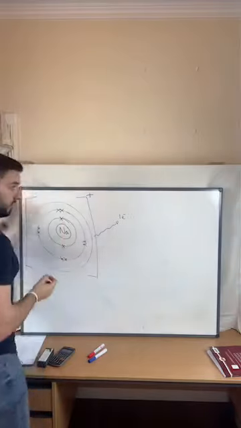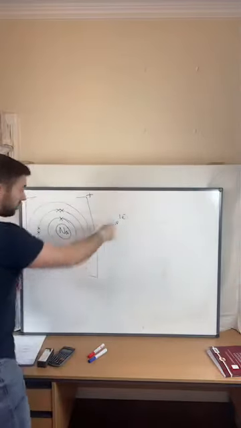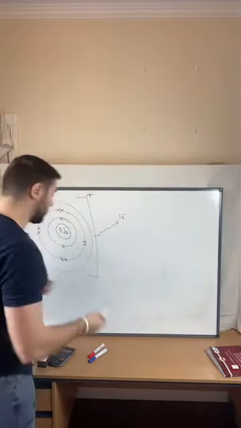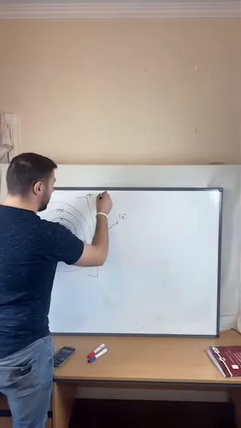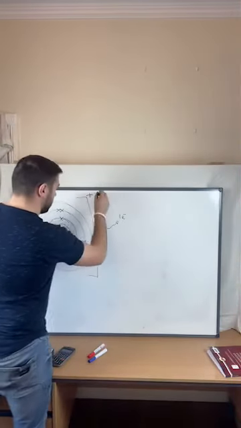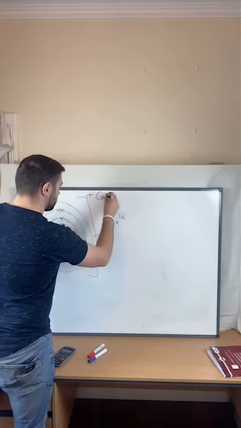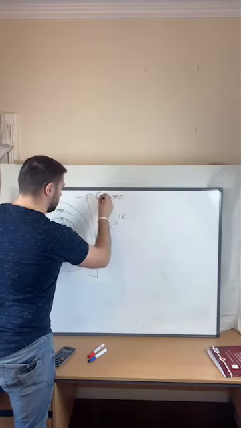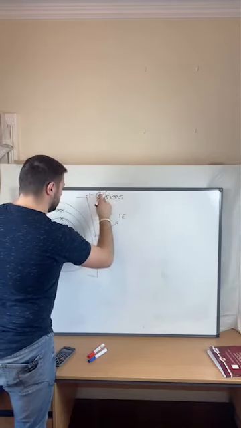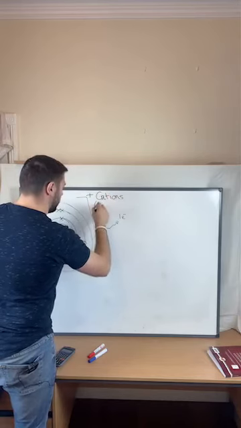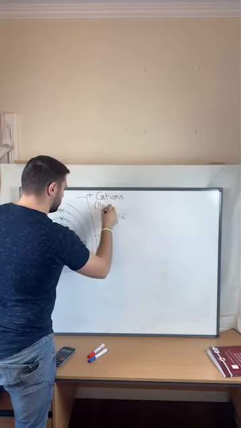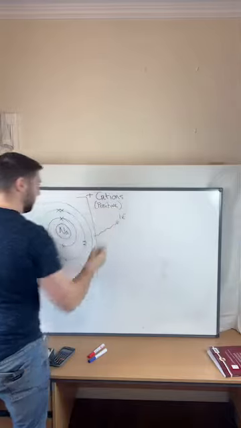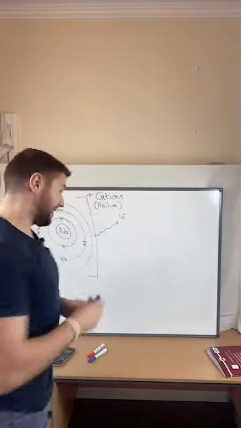+1. Easiest way to think about it. So you lose something negative, you become positive. We call that a cation. Cations. They're positive ions. I'll give you a cringy way of remembering that in a second.